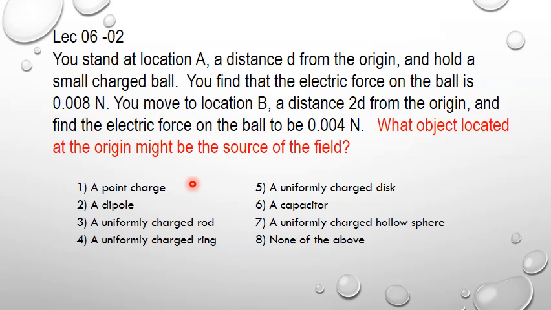So here, you stand at location A, a distance d from the origin, and hold a charged ball. You find that the electric force on the ball is 0.008 newtons. You move to location B, which is a distance 2d from the origin, and the electric force on the ball is 0.004 newtons. What object located at the origin might be the source of this electric field?